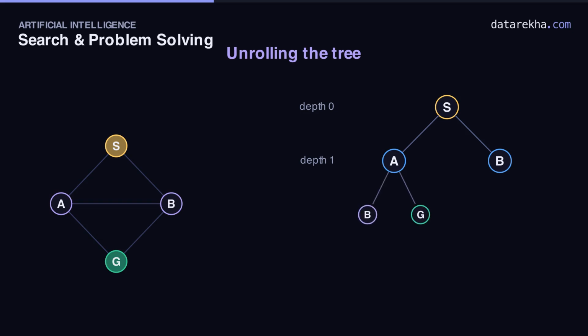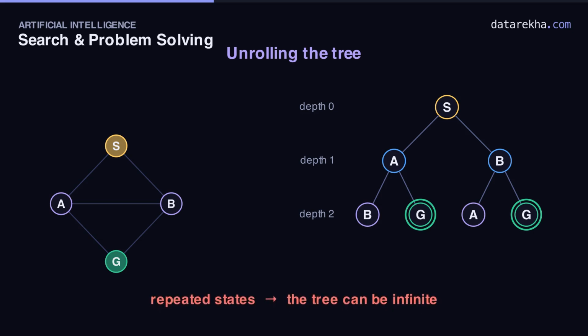Now expand A. From A you can reach B and G. So A gets two children. Expand B as well. From B you reach A and G. 4 nodes now sit at depth 2. And here is the whole point. Look at depth 2. G shows up twice. A comes back. B comes back. In the graph, each of these is a single vertex. But in the tree, they are separate nodes, reached by separate paths.